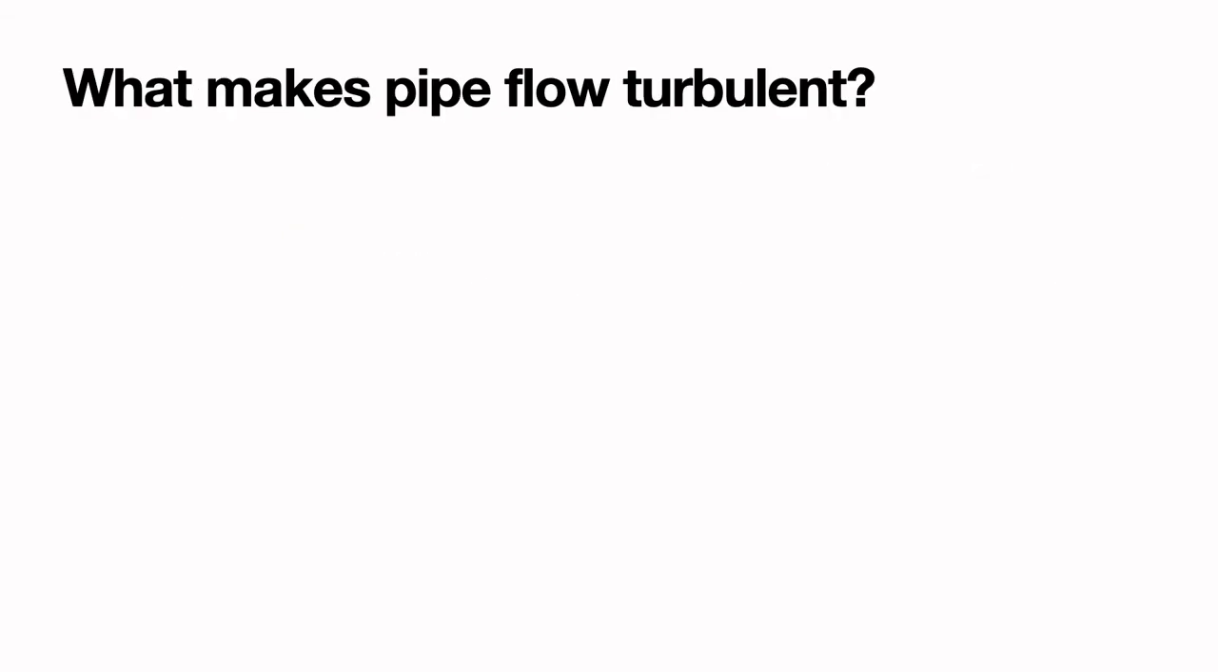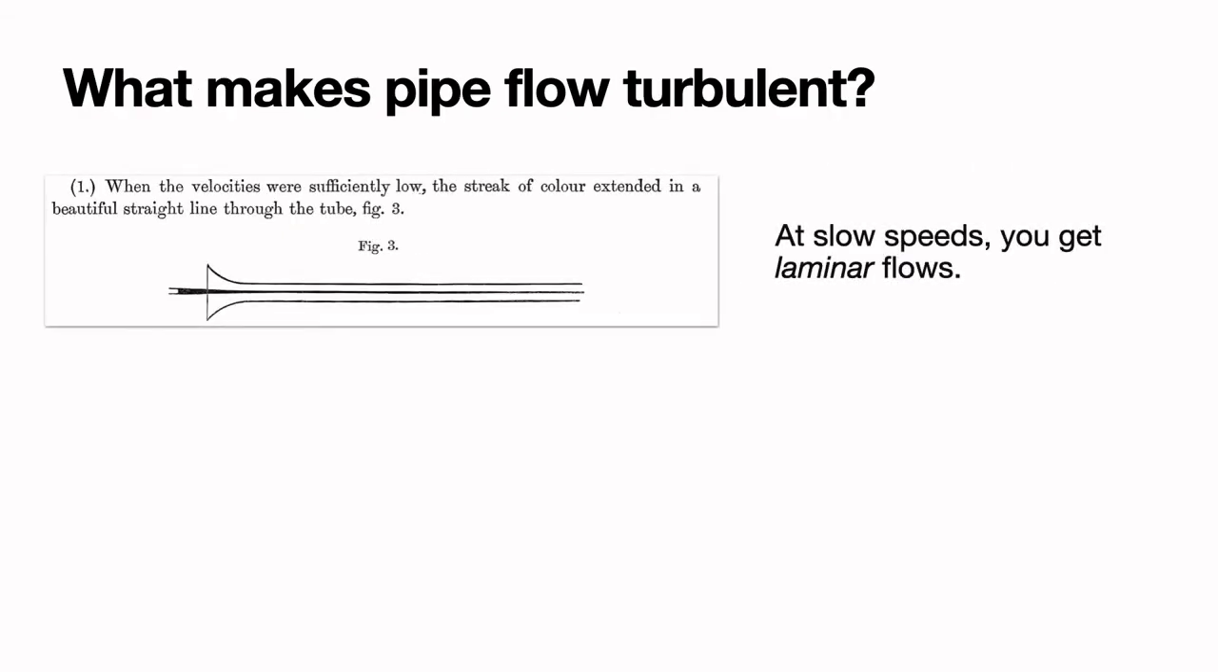So what makes pipe flow turbulent? Well, if you look at Reynolds' original paper, and he has these fantastic figures, this is from, remember, 130 years ago, these are all hand-drawn figures of what he observed at the time. He said that when velocities were sufficiently low, i.e. when the speed of that fluid was low, if you put a little bit of dye in there, the streak of that colour will extend in a beautiful straight line through the tube, as shown in figure 3.